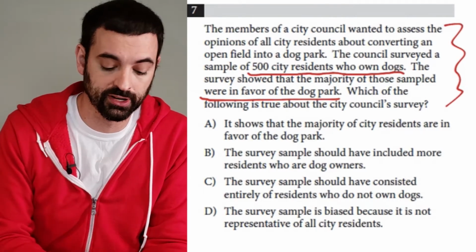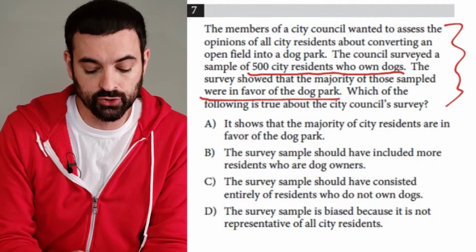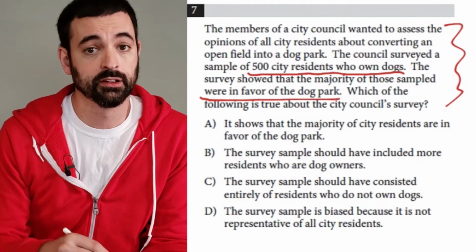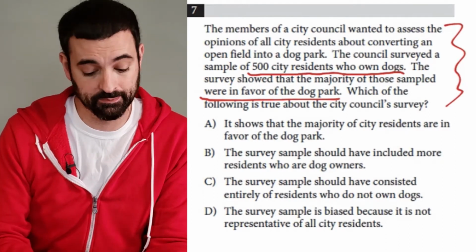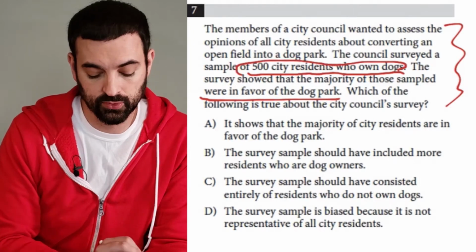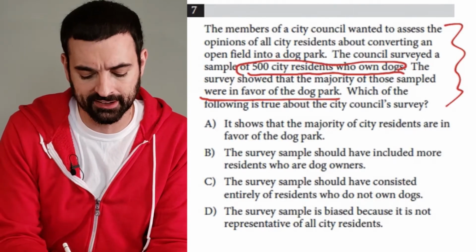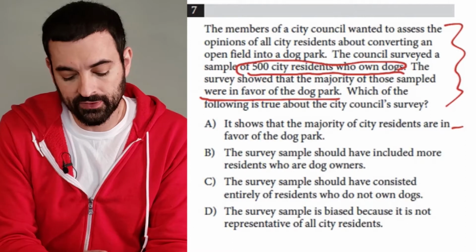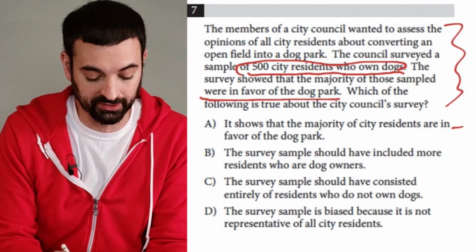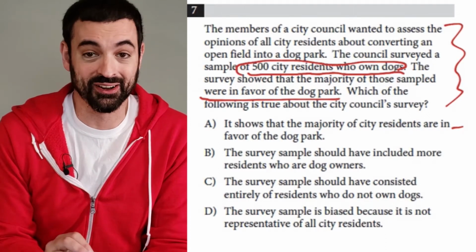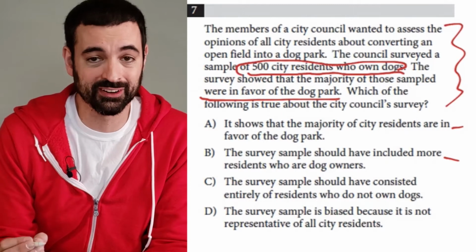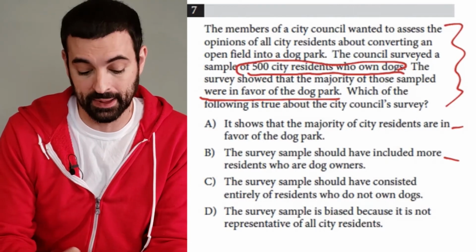Let's look at our answer choices. A: It shows that the majority of city residents are in favor of a dog park. Is this a fair and random sample? Remember, everybody who they surveyed was a dog owner. So I'm going to put a minus next to A. B: The survey sample should have included more residents who are dog owners. I feel like they only talked to dog owners, so I'm going to put a minus next to that. I don't think that we needed more dog owners. We maybe needed a more representative sample.